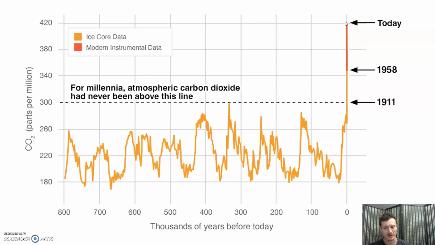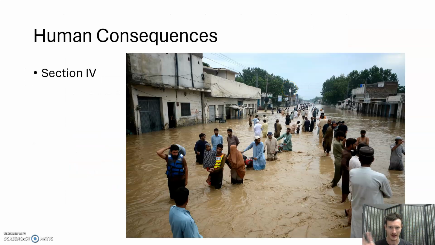And in case you're curious, data for this mostly comes from ice cores in the Antarctic, where you can analyze isotopic ratios. The point is that, yes, Earth's climate has changed over time in so many ways, but never this quickly outside of an asteroid impact, and never like this. And that is part of what leads us into the human consequences of this.